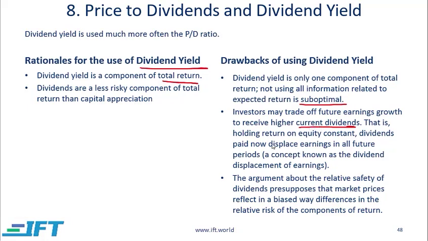So holding returns on equity constant, dividends paid now displace earnings in all future periods. This is called displacement of earnings. The argument about the relative safety of dividends presupposes that market prices reflect in a biased way differences in the relative risk of the components of return. So that's considered a theoretical drawback.